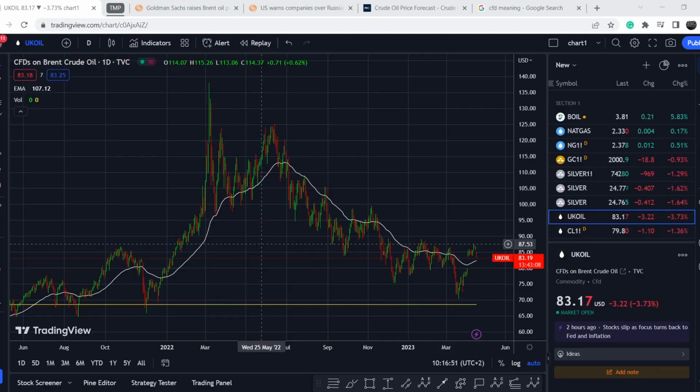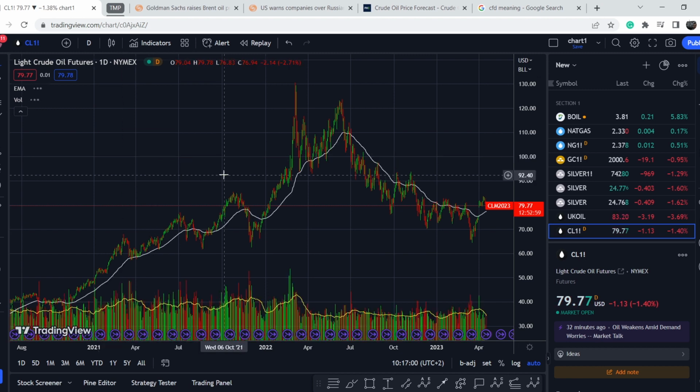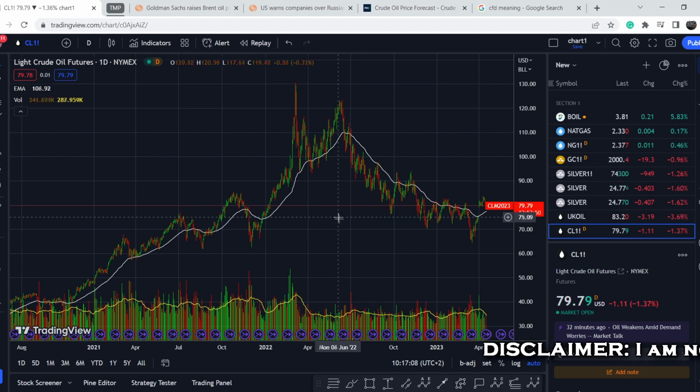And in today's video I will show you analysis from scratch of these two ticker symbols. One of these is UCOIL and the second one is CL1. It is a light crude oil futures. And I will show you my forecast for near-term and medium-term perspective. So let's start with the price chart.